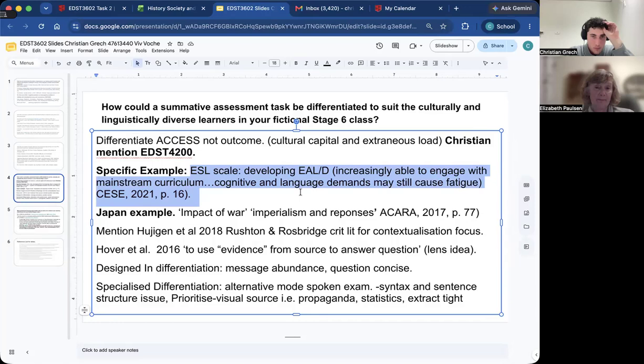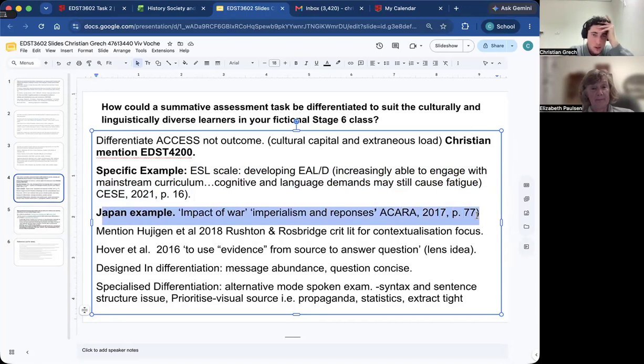So the ESL scale. I made this specific to a developing ELD student because it's kind of in the middle between developing and emerging. It's not too far apart, but of course it's very different between reading and writing and all those things. It doesn't fully capture it, but I was just told to do it specifically. So they're increasingly able to engage with mainstream curriculum. Cognitive language demands may still cause fatigue. So yeah, the Japan example, I've got some quotes from the syllabus here.